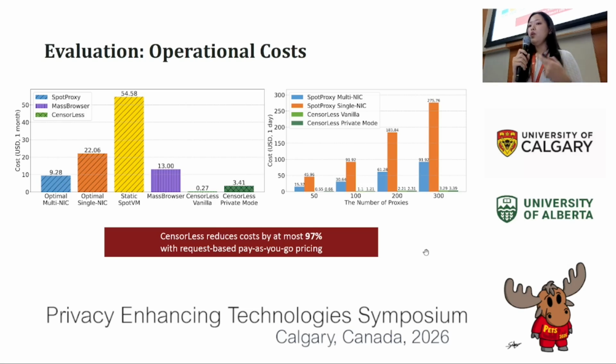We compared with the 2 least-cost censorship circumvention tools, which are Spot Proxy and MASQUE browser. Against Spot Proxy's least-cost and optimal scenario that always uses the optimal and least-cost spot instances, CensorLess reduced cost by at most 97% with a request-based pay-as-you-go pricing model. And the CensorLess private mode, which has extra cost because of the VPS server, still reduces cost by 63%. And when the number of processes increased to 300, CensorLess still stays under $3.5.